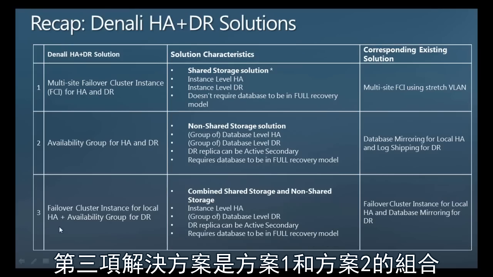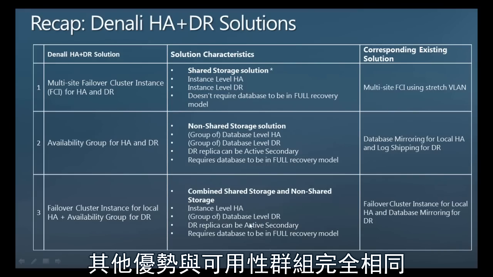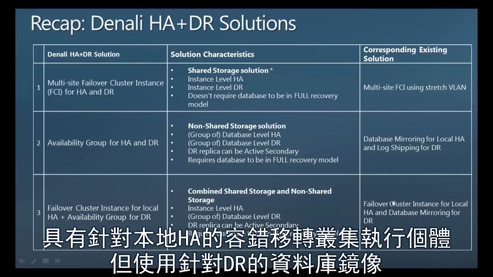The third one is the combination of both 1 and 2. It has instance level HA but database level DR. Other benefits are the same as the availability group. The corresponding existing solution is that you have a failover cluster instance for local HA but use database mirroring for DR.